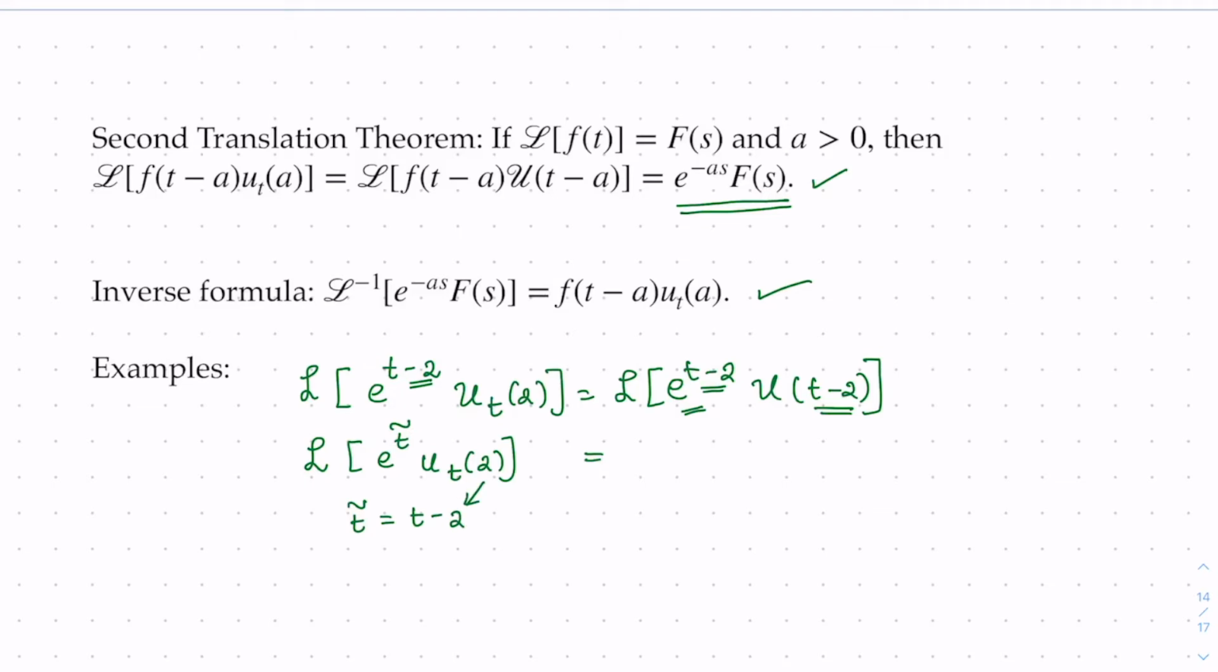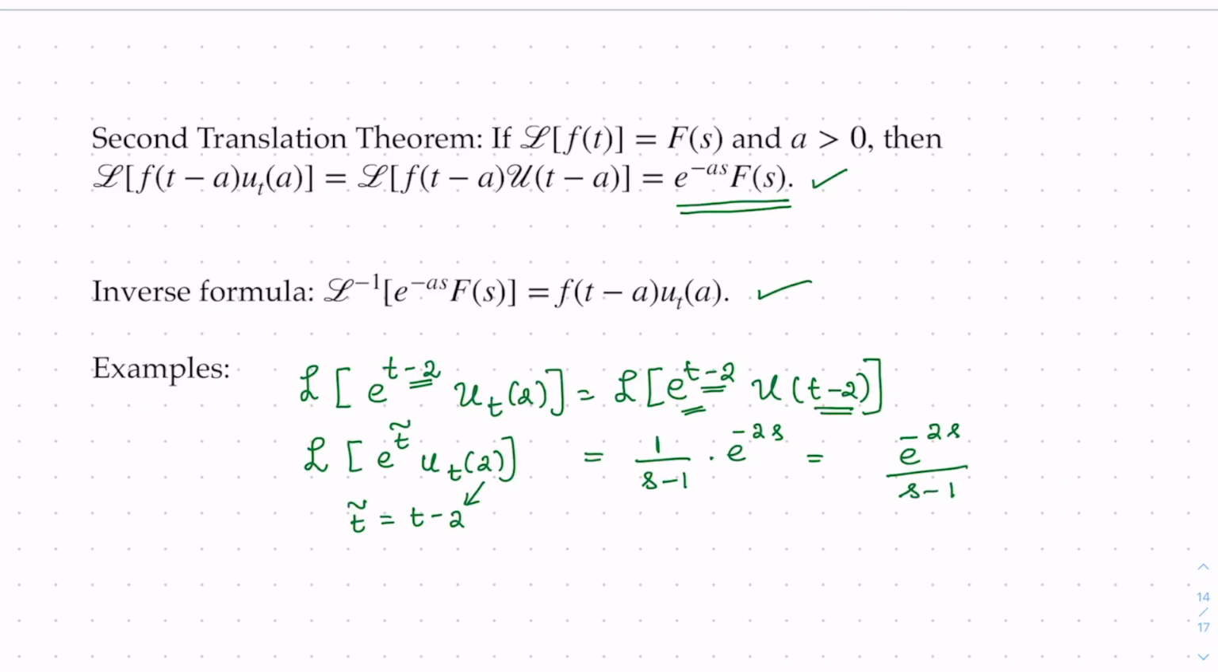Then I'm going to cheat a little in here. I'm going to treat this as if it's e to the t, right? Because that's what matters for me for the Laplace. So this would be Laplace of e to the t, which is 1 over s minus 1, times e to the negative 2s. So the answer for this would be e to the negative 2s over s minus 1.